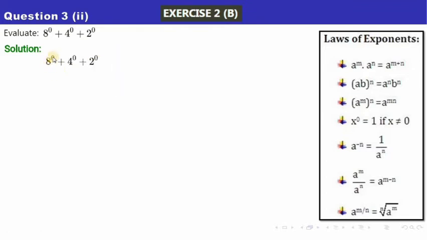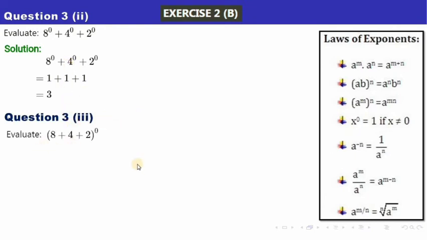So 8 to the power 0, as per this formula, anything to the power 0 will be 1. So that's why this is going to be 1. Similarly, 4 to the power 0 is also 1, 2 to the power 0 is also 1. So 1 plus 1 plus 1 gives you 3. So 3 is the answer for this. Isn't it very simple?